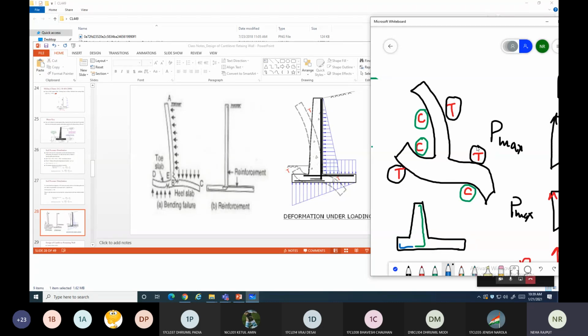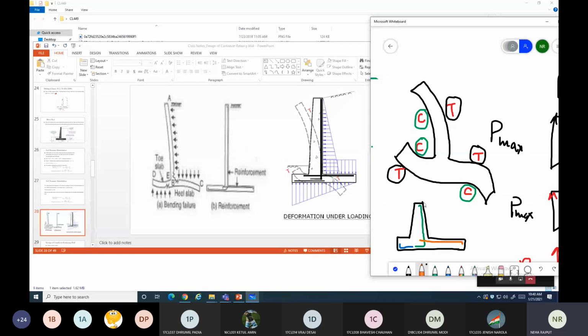For the heel part, tension is at the top. That's why the main tension reinforcement is provided at the top. So these all three are the main reinforcement, or you can say the tension reinforcement, for the cantilever retaining wall, depending on the deflection of sagging and hogging. So here this is the tension and compression, so main reinforcement is at the tension side.